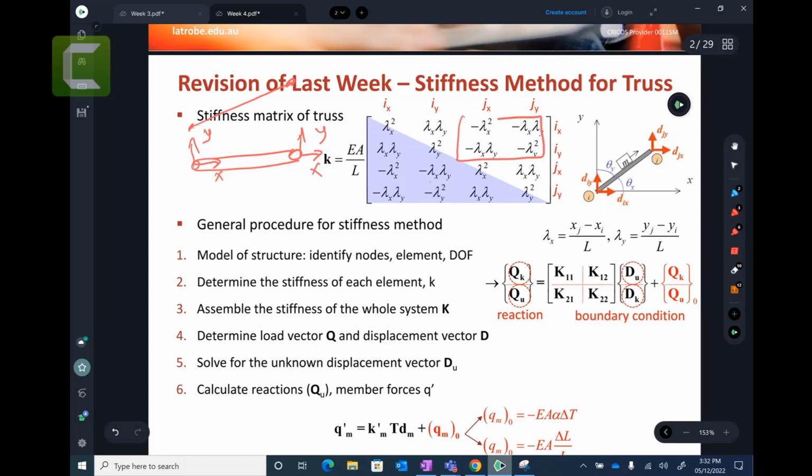You can also think that these boxes are the same. This box here and this box are the same. So there are multiple ways that you can check whether you have done it correctly or not. And then what we did, we identified the nodes, the elements, and the degrees of freedom. You don't need to worry about this in your exams or assignment. We generally give you this modeling part. And then we calculate the stiffness matrix for each element.